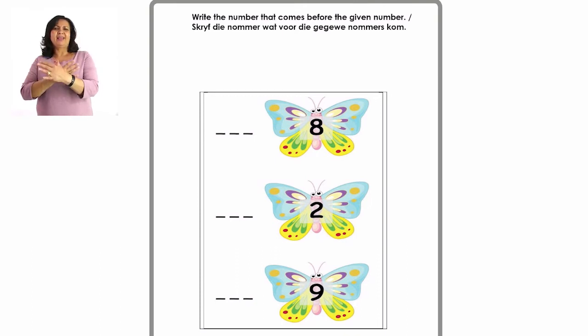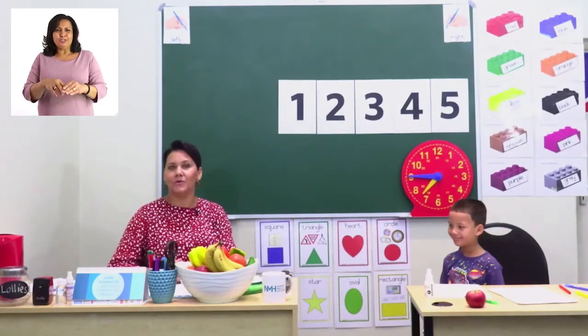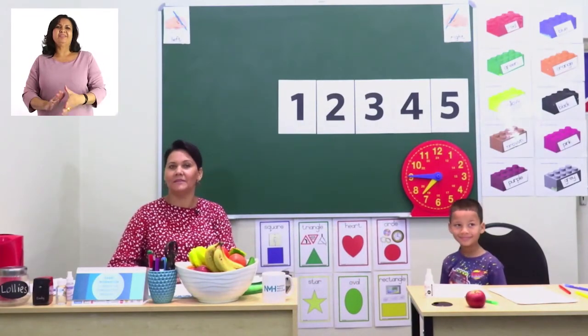8. This one is quite a big challenge for you. You may count, you may use counters, and you can place them in front of you in one straight line. Now, as you count, see what number comes before 8. Well, I'm not going to help you to fill in that one. You are going to do that one all on your own. I hope you enjoy the lessons on your numbers.